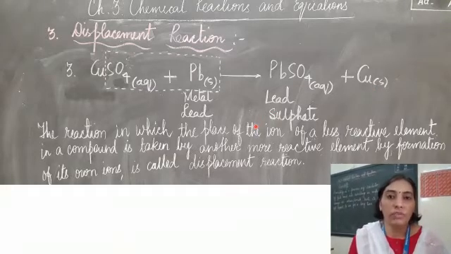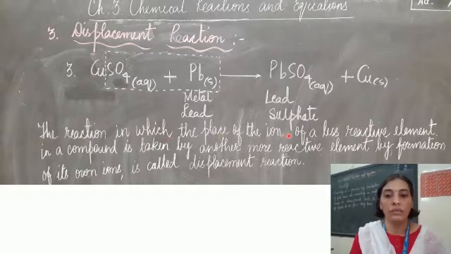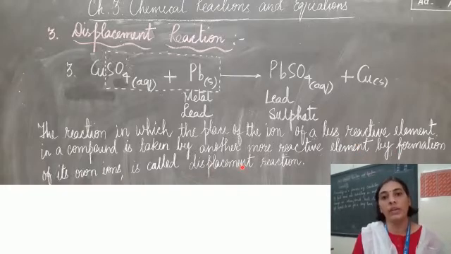Coming to the definition of displacement reaction: the reaction in which the place of the ion of a less reactive metal or element in a compound is taken by another more reactive element by formation of its own ions is called displacement reaction.